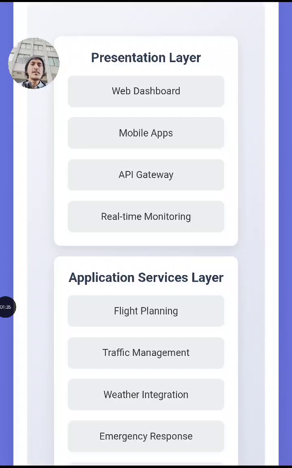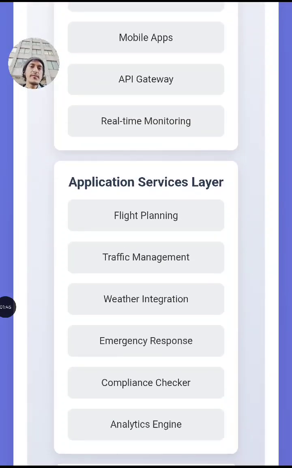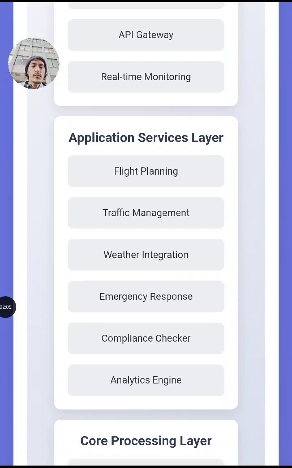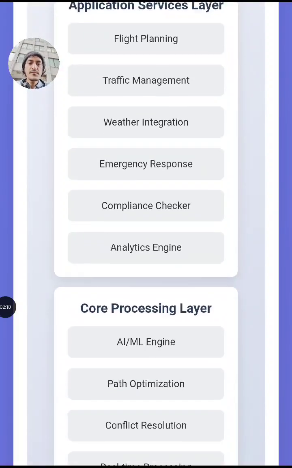In the presentation layer, we will have a web dashboard, mobile apps, API gateway, and real-time monitoring. And then we have the application services layer: flight planning, so planning the drones' flight, their path, etc. Traffic management: we are talking about a whole lot of drones sharing a common airspace. So this is important. Then we have weather integration, of course, emergency response, compliance checker, analytics engine.